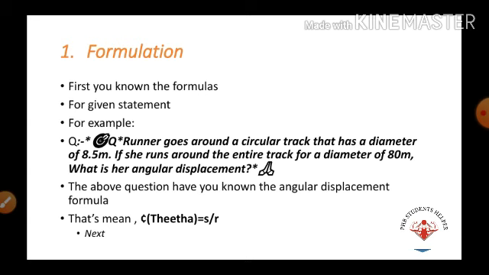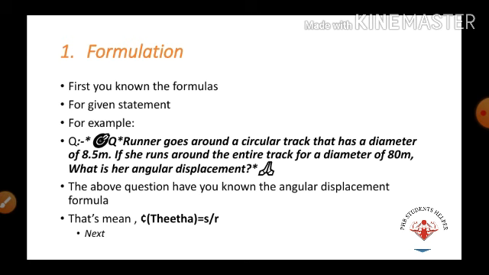The angular displacement formula is theta equals s by r. What is meant by theta? Theta is the angular displacement, and s by r is displacement upon the radius of the circle. That means angular displacement equals displacement upon radius of a circle. This is the first rule, formulation. We should know the physics formula for any statement.